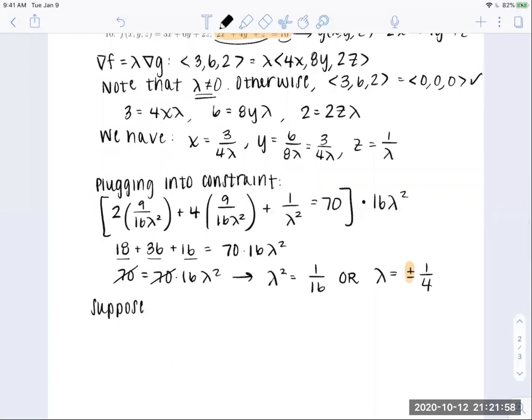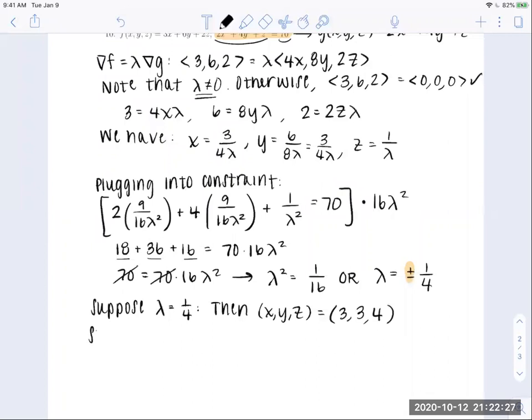Let's suppose that lambda is equal to 1/4. Then we can get values for x, y, and z. And so x, when I plug in 1/4, gives me 3. y is the same as x, so also 3. And when I plug it into z, 1 over 1/4 is 4. So here's my first point.